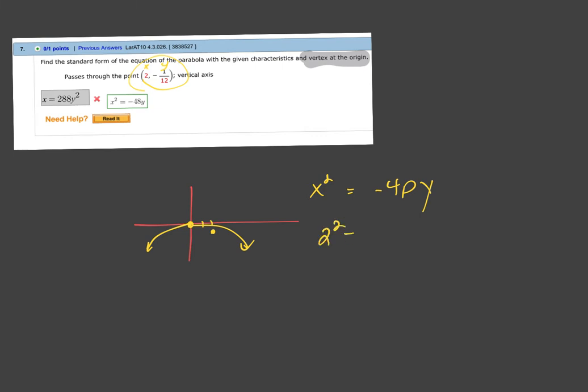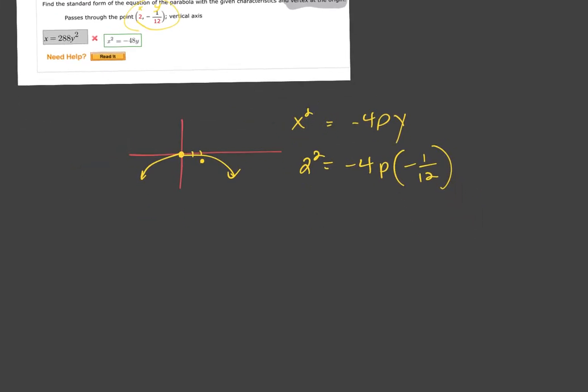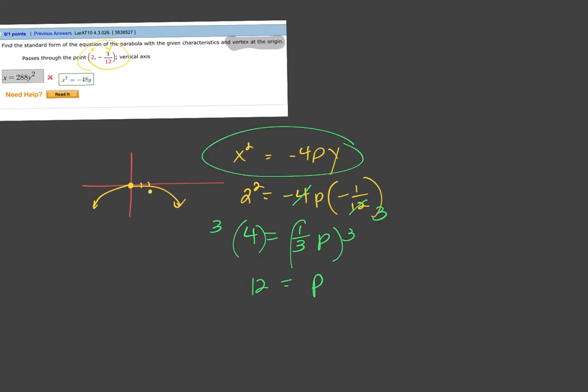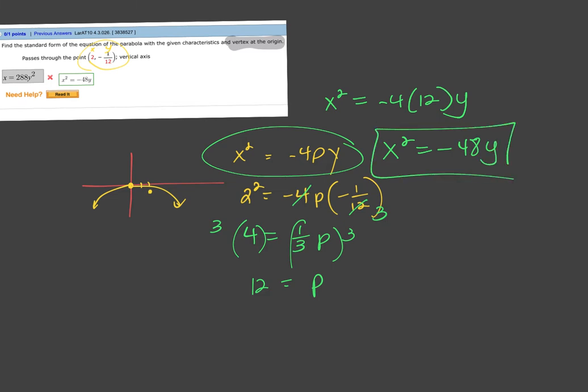So I'd get 2 squared equals negative 4 times negative 1/12. Let me put it in the right order. Negative 1/12, and then this becomes 4 equals 4 goes into 1/12, 3 times, a negative and a negative makes it a positive 1/3 p. Multiply both sides by 3. So p's 12. So then when I plug it back in, my x squared obviously comes first. Negative 4 times 12 times y. So I get x squared equals negative 48y. Wait, because I did it somewhere right here. I just realized it said vertical axis, so I did a y squared. Okay.